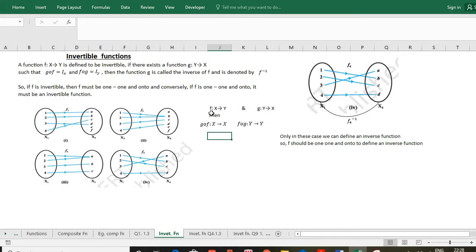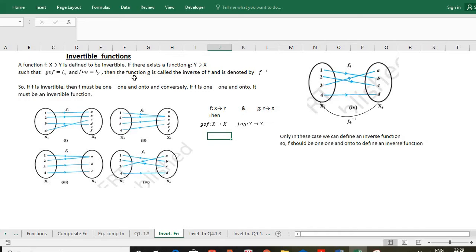So when f is defined from X to Y and g is defined from Y to X, gof will be defined from X to X and fog will be defined from Y to Y. So if gof is working as an identity function, then its set would be mentioned as X. That's why we have written gof is equal to Ix here.